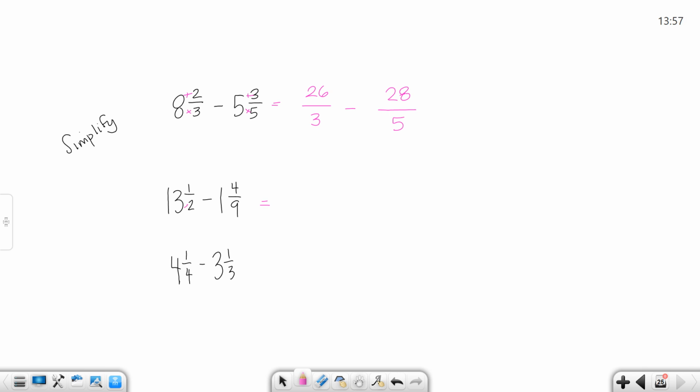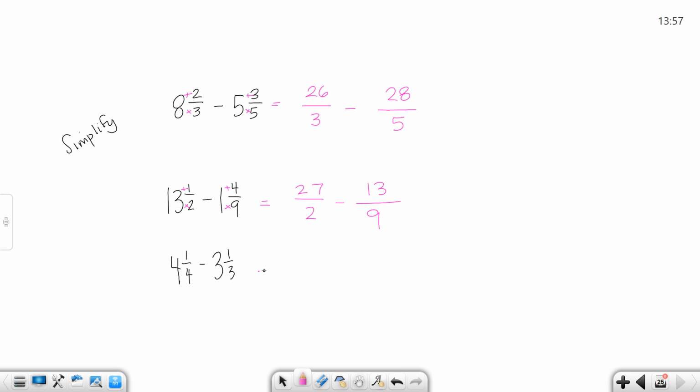So if you look at this one, times plus, times plus. 2 times 13 is 26. 26 plus 1 would be 27/2. 9 times 1 is 9. 9 plus 4 is 13/9.